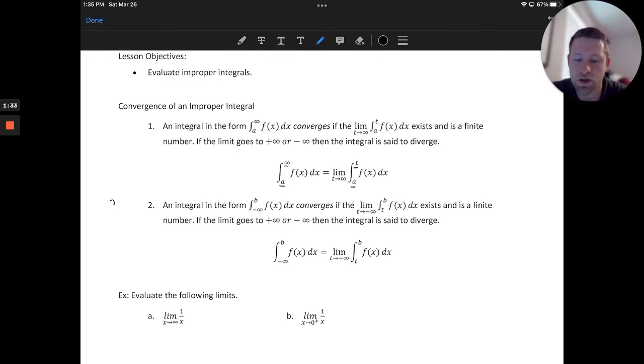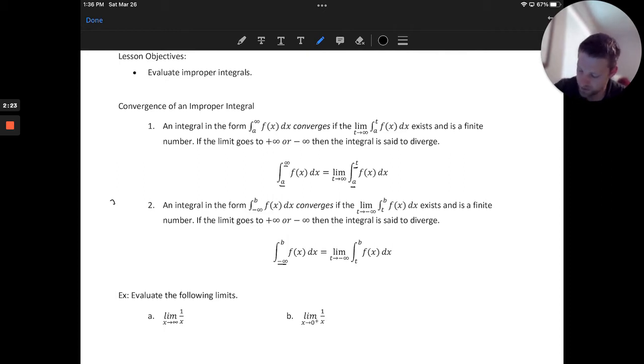Now, we can also consider what if we have a lower limit that is going to negative infinity. We'll have a similar definition here: an integral in the form of the integral from negative infinity to b of f of x dx converges if the limit as t goes to negative infinity of the integral from t to b of f of x dx exists and is a finite number. Again, if the limit goes to positive or negative infinity, we would say that the integral diverges. And so we have very similar notation here.